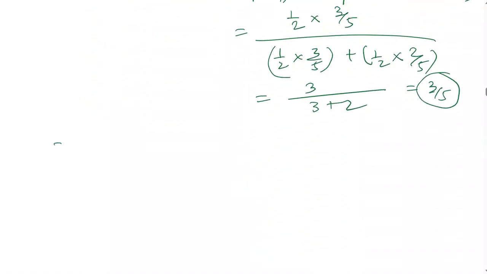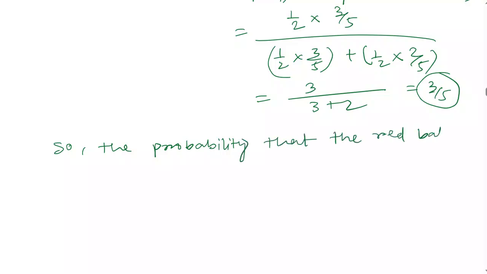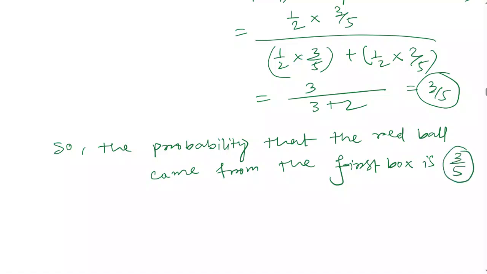So finally, how will you write it properly? The probability that the red ball came from the first box is 3 by 5. That's the answer. Okay.